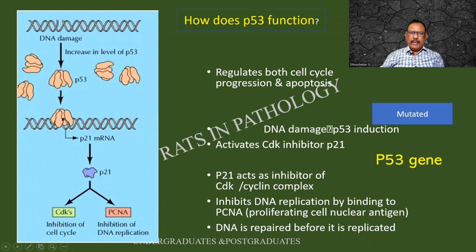But what will happen if the P53 itself is inactivated due to some kind of mutation or damage? Then this control is lost, as a result of which there is no inhibition of the cell cycle by the CDK, and the PCNA DNA replication is also not stopped. As a result, there can be continuous production of defective DNA leading to a neoplasm.